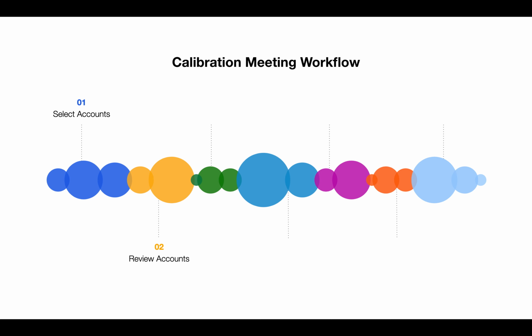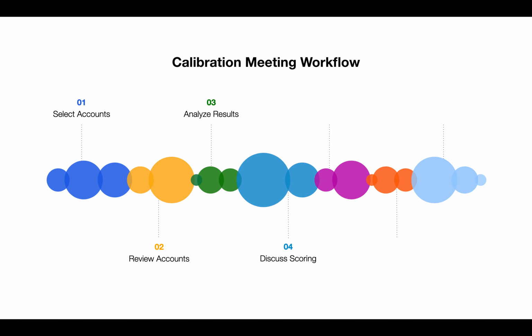Review accounts. If it's decided to pre-select the accounts, participants will receive the pre-selected accounts and review them on an individual basis. Keep in mind, the pre-work must be completed the day before the calibration meeting. Analyze results. Once the pre-work is completed, the facilitator will analyze the results. They'll review the scoring for each account and identify where the attendees are aligned or misaligned.